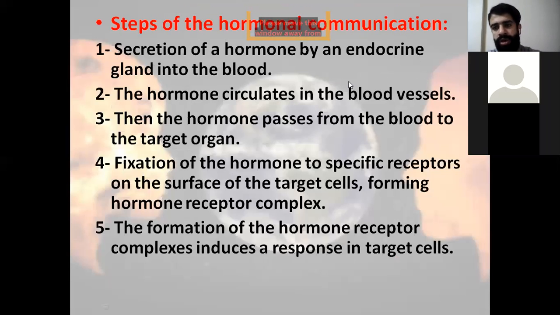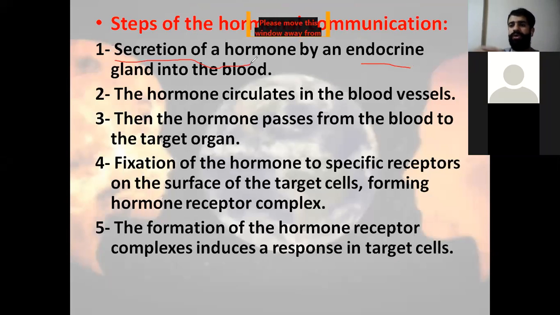Here we move to the steps of the hormonal communication. Also, these steps, you don't want to study word by word. You can use your own words, but keep the same idea or the same meaning. So let's start step by step. We have secretion of a hormone. First of all, the hormone is going to be secreted by what? By the endocrine gland into the blood. So first of all, secretion of the hormone. This is the first step.